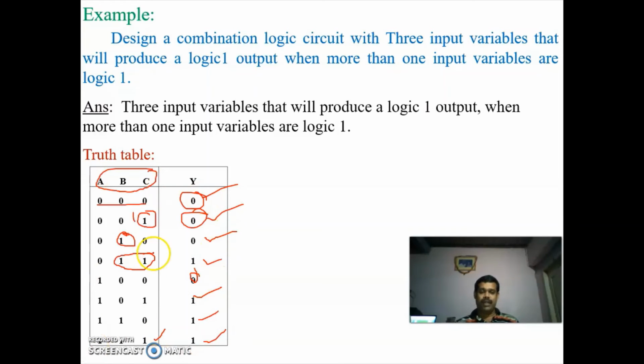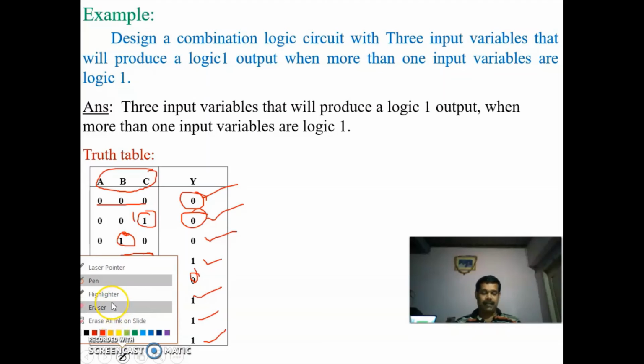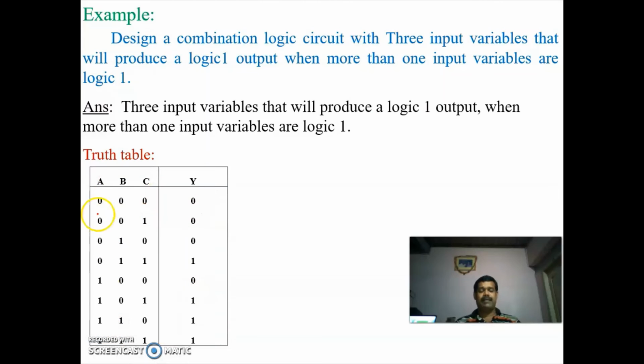So we have found out the truth table. So we have developed the truth table. So first from the problem definition, we have found out how many input and output variables are needed. Then we have written the truth table. Then from this truth table, we have to find the Boolean function.